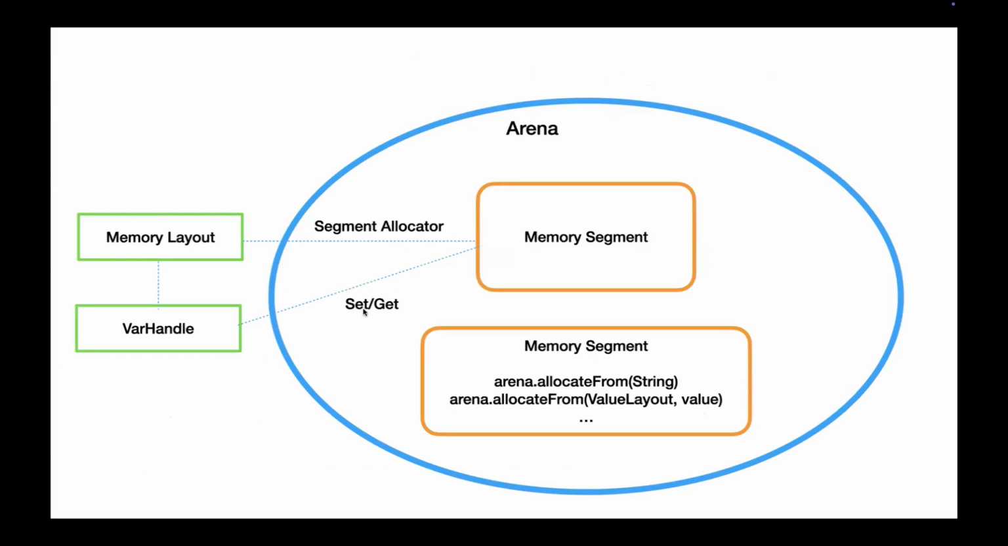So just a small picture. You have the arena, and inside the arena you have memory segments, and then you can have the memory layouts, and the arena just gives you some sort of method for segment allocators, and you just can say, okay, please allocate a memory segment for this memory layout or for some VarHandles. And put in strings or any values or any bigger structure of memory you want to allocate.